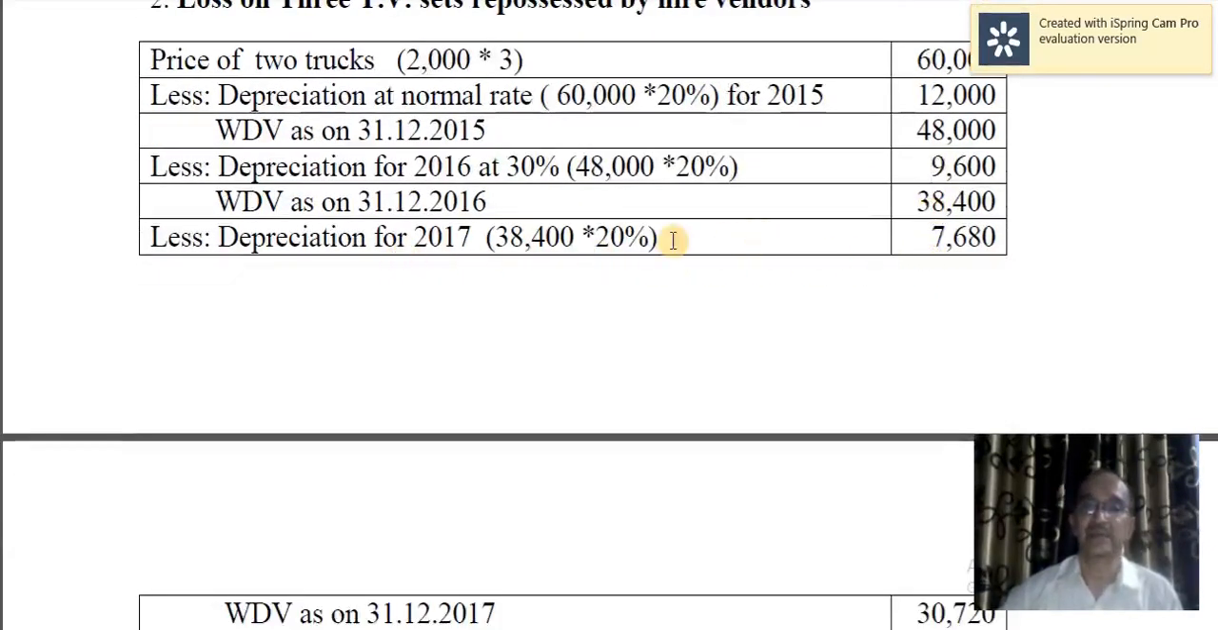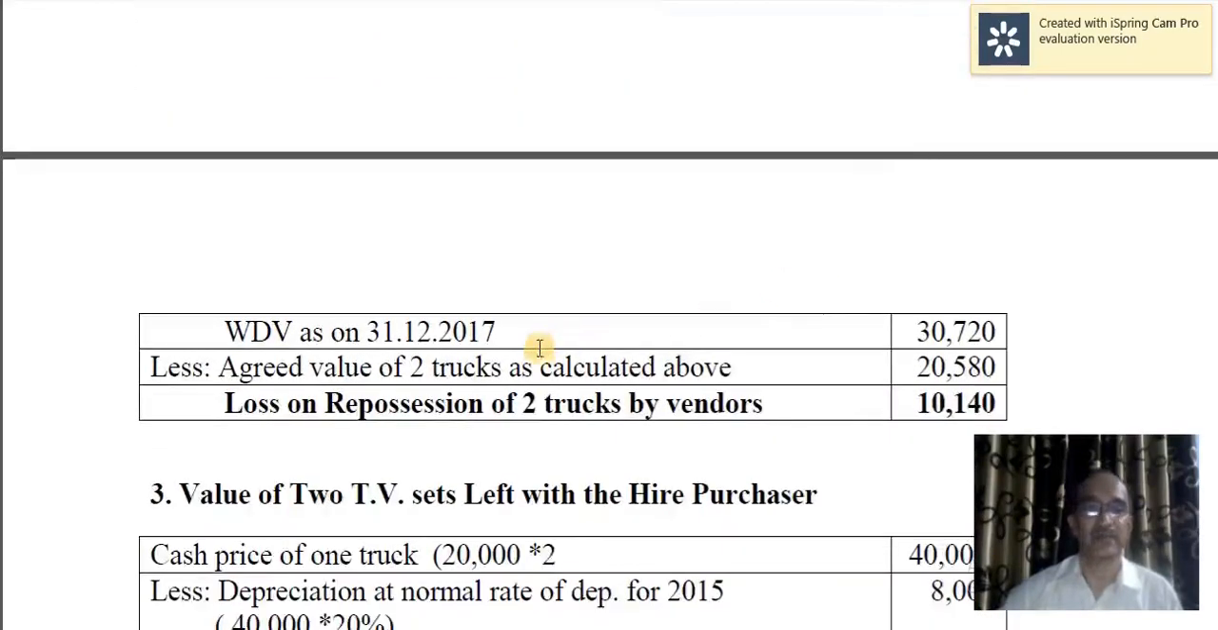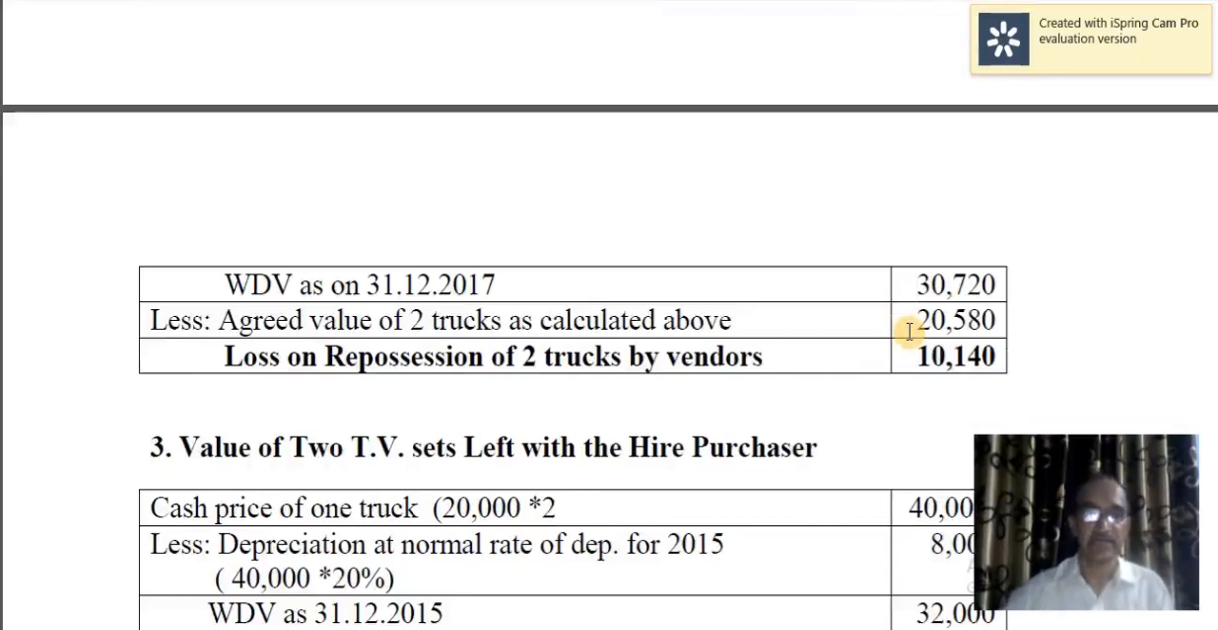And for the third year, it is 7,680. So now if you calculate the written down value, you will arrive at 30,720. This is the value at normal rate of depreciation. But the agreed value on this should be for the TV sets.